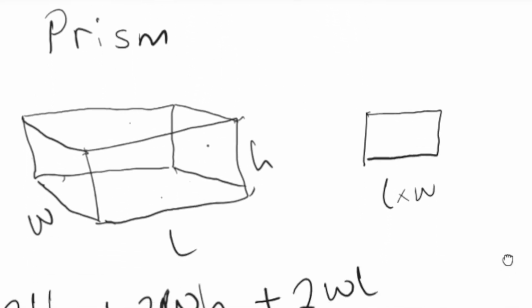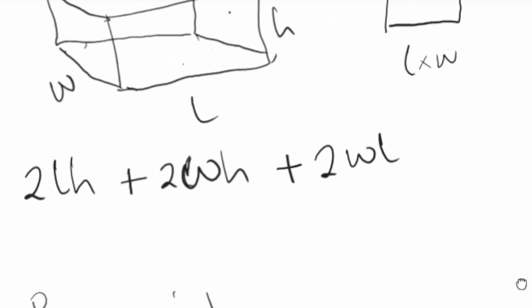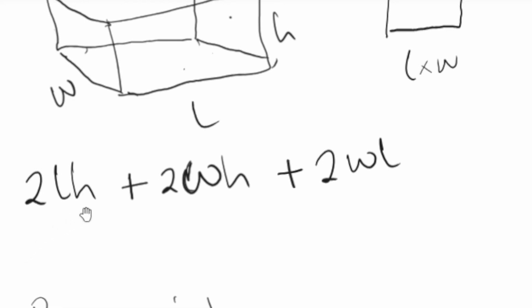Area of a prism is 2LH plus 2WH plus 2WL. The L is length, H is height, W is width.